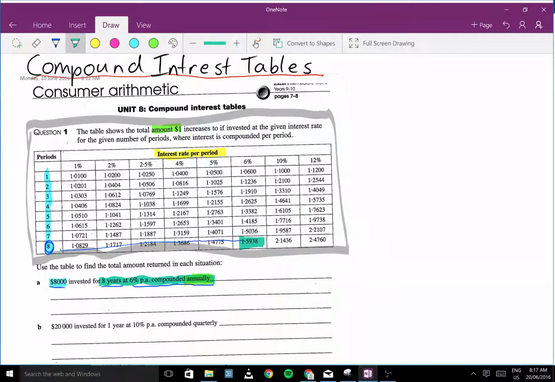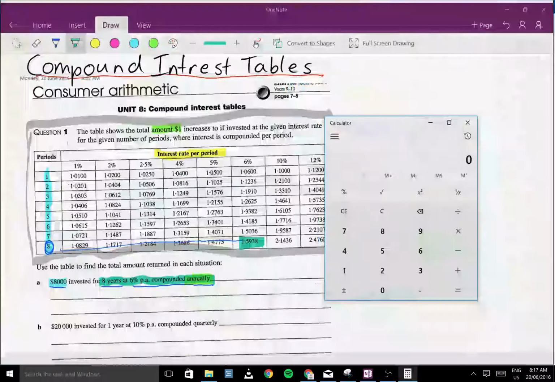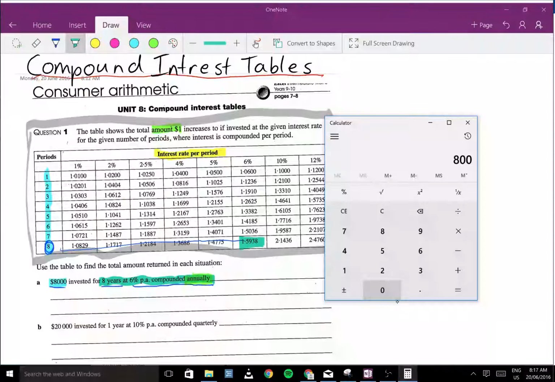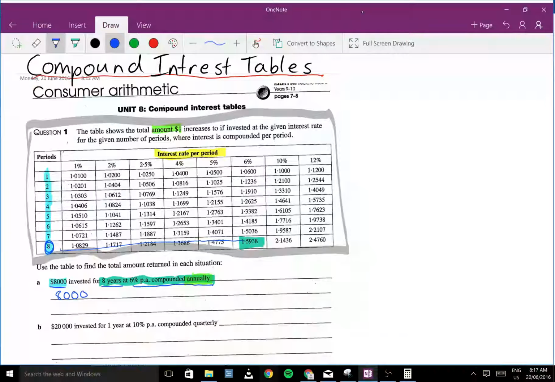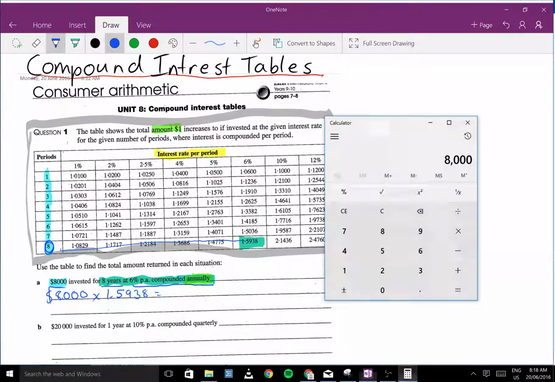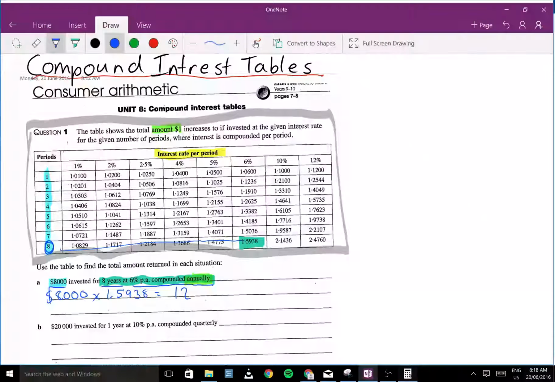So I get out my trusty calculator. I should write this down. $8,000 from the question times 1.5938, the number from the table, and that gives me $12,750 and 40 cents. Okay, and then that one's done.